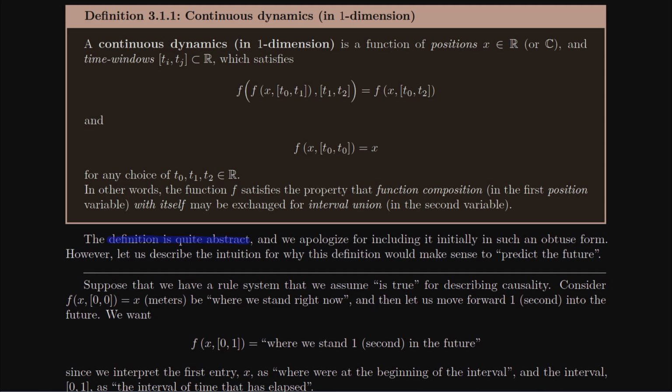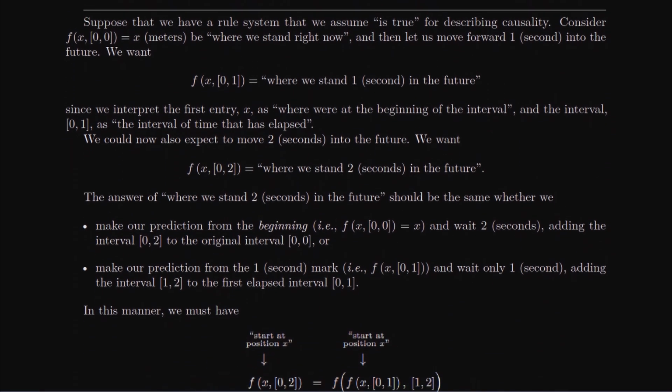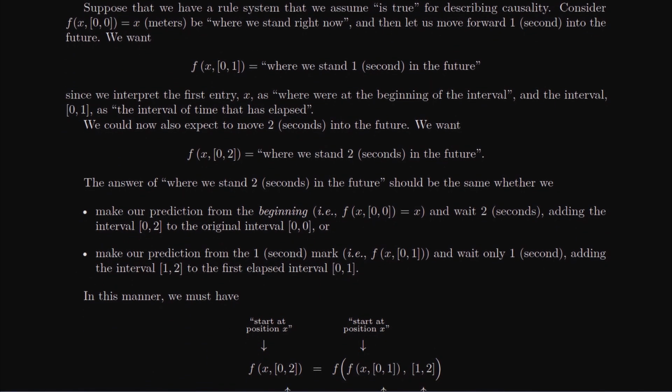So I'm going to once again describe what's happening behind the scenes in this definition. That's what I've got here. So here I'm saying, suppose we have a rule system that we assume is true for describing causality. We're going to give this rule system the name f. And f is going to input a position over the time window 0 to 0, a 0 amount of time window. And it's going to say, by the way, if I go a 0 amount of time, I end where I started. That's going to mean, where do I stand right now? X is where I stand right now.